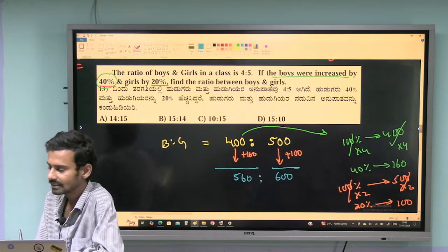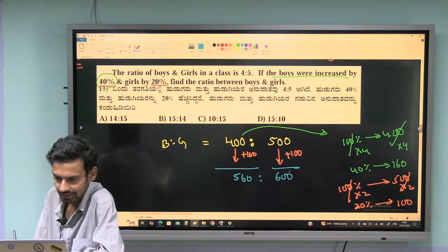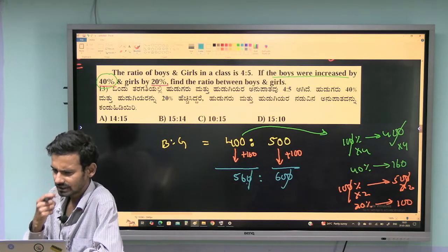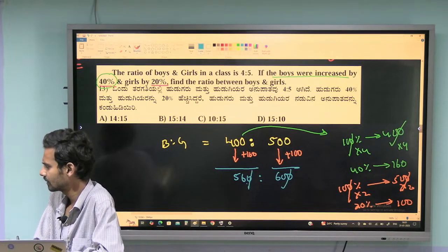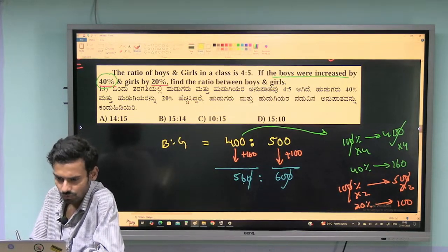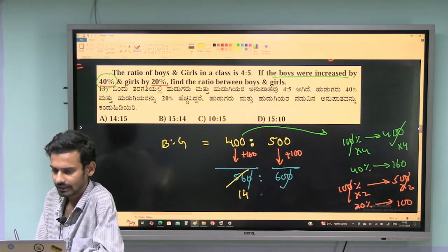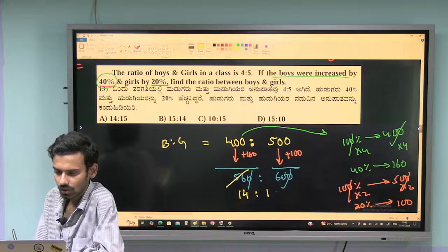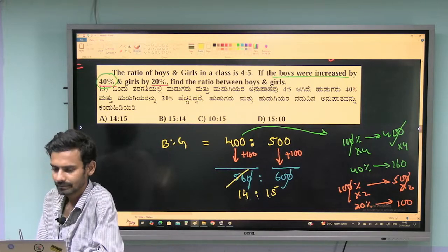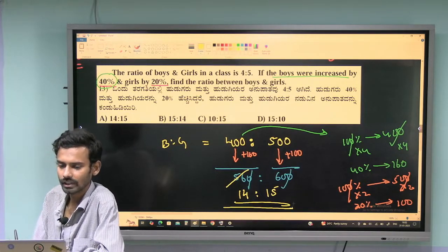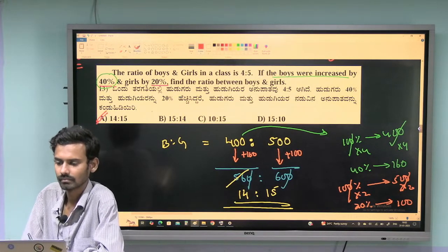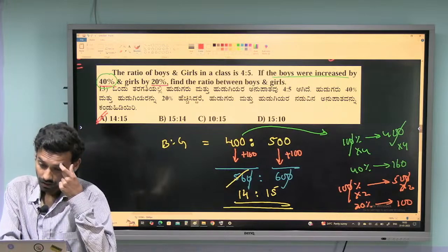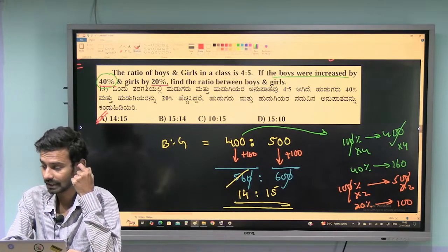Now if you take this ratio, you can cancel this 0 and 0. Again, 56 and 60, you can cancel in the 2 times table, or directly you can cancel in the 4 times table. 4 ones are 4, 4 fours are 16, is to 4 ones are 4, 4 fives are 20. So the answer will be 14 is to 15, which is option A.